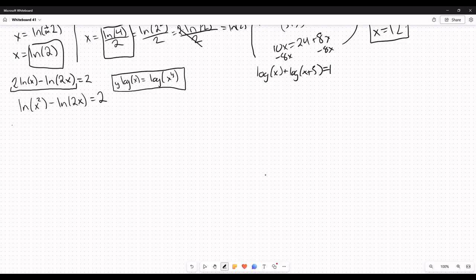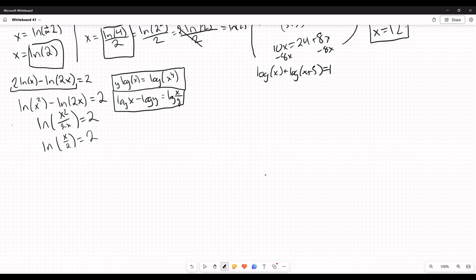And now that I have that, I have something in a log minus something in a log. I can now use my rule that we used in the previous problem, that log of x minus log of y equals log of x over y. And that's going to let me get everything in a single log. So I'll rewrite that. We get natural log of x squared over 2x equals 2. And we can actually do a little bit of simplification inside the log. This is just going to be natural log of x over 2 equals 2.